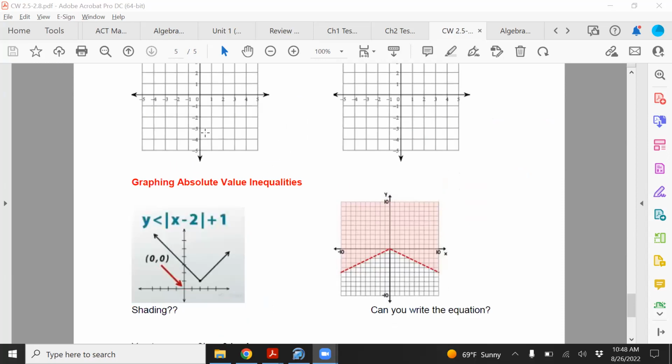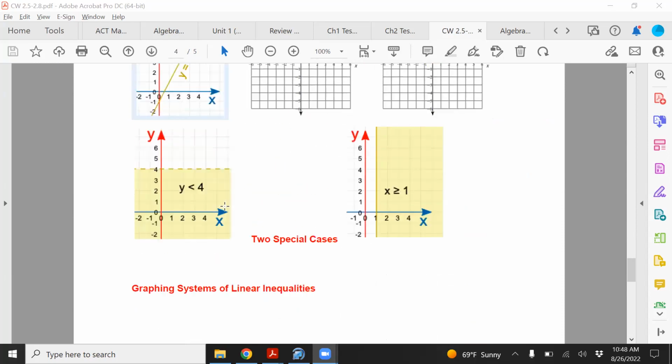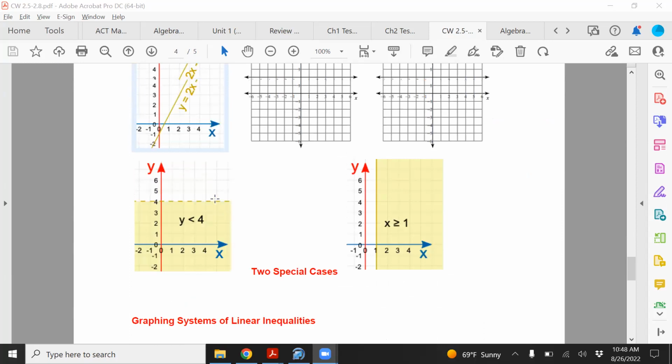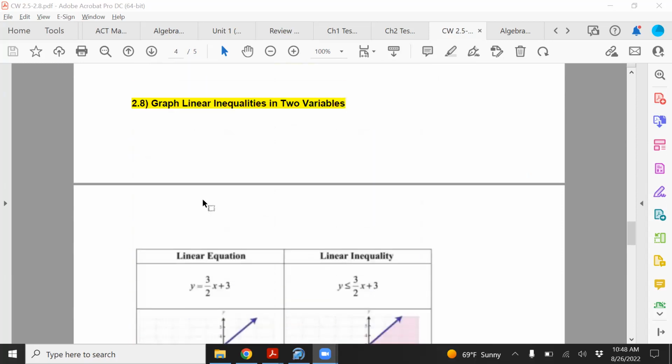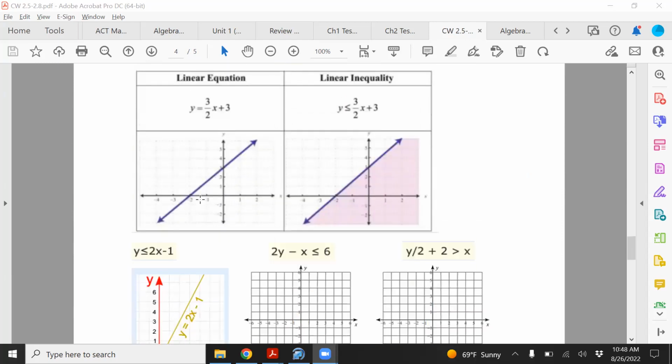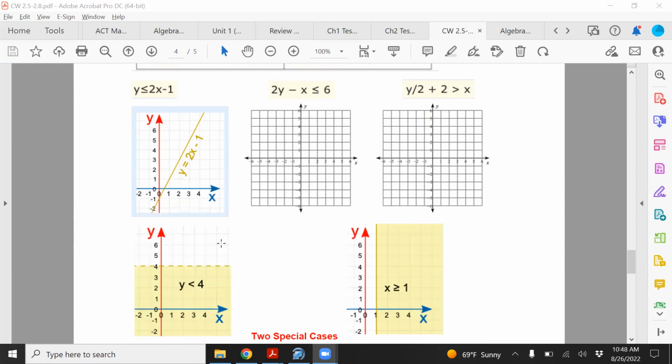By the way, we're not doing the last page. Cross off the last page, because that's actually in chapter 3. It's systems of linear inequalities, where you have two inequalities and have to figure out where they overlap. We're just going to do these 5 examples here, and then we're done.